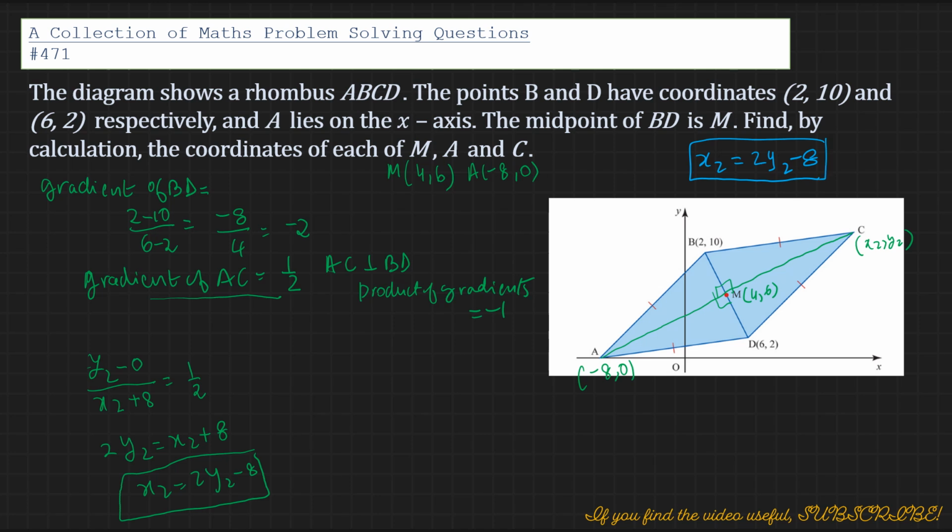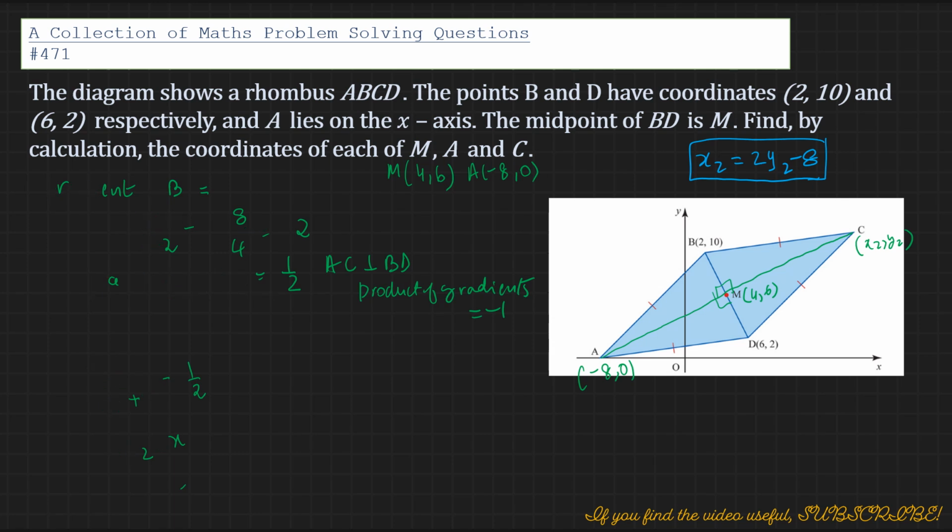So then what do we do? Okay, we've done this much, but there's another thing we haven't yet used, that AB equals BC equals CD equals DA. You know, all sides of a rhombus are equal. So we haven't used that property yet. Let's see if we can make use of that.